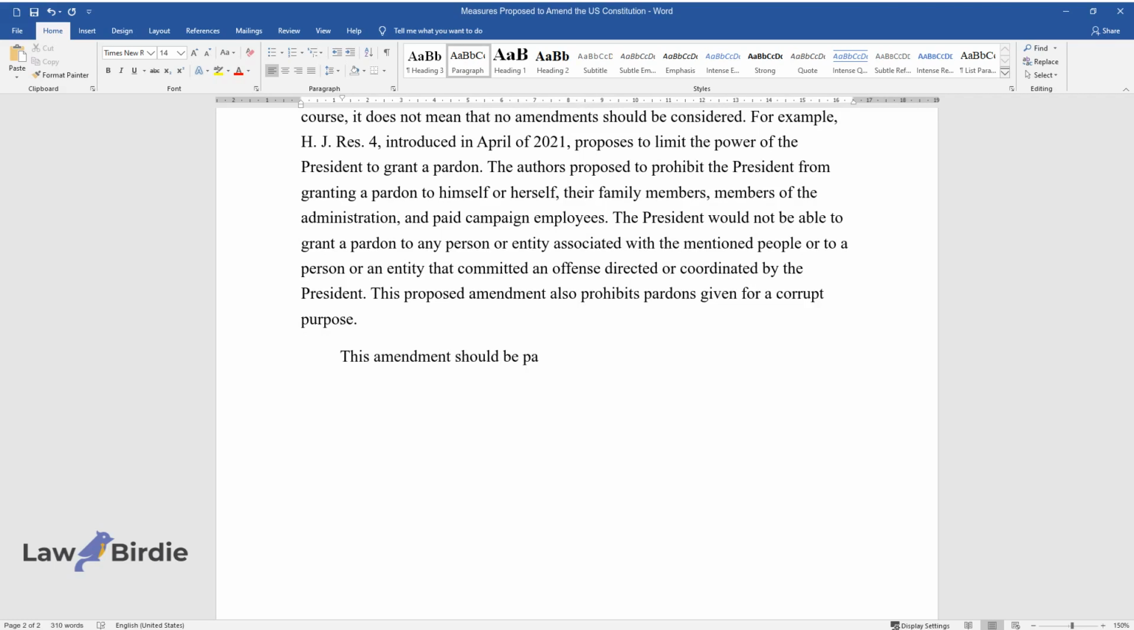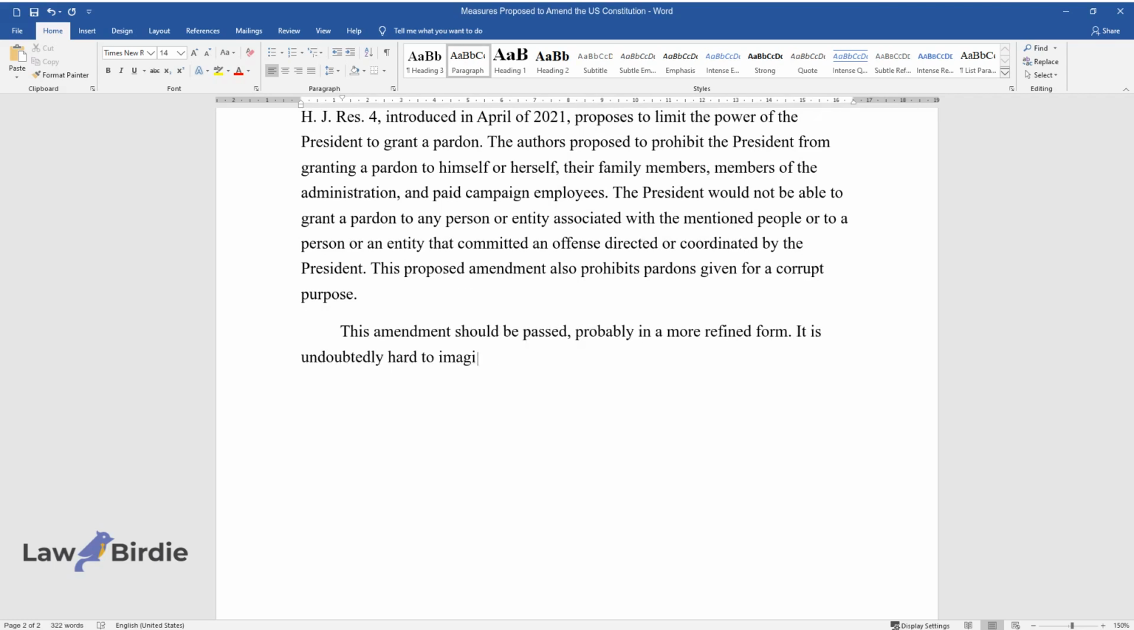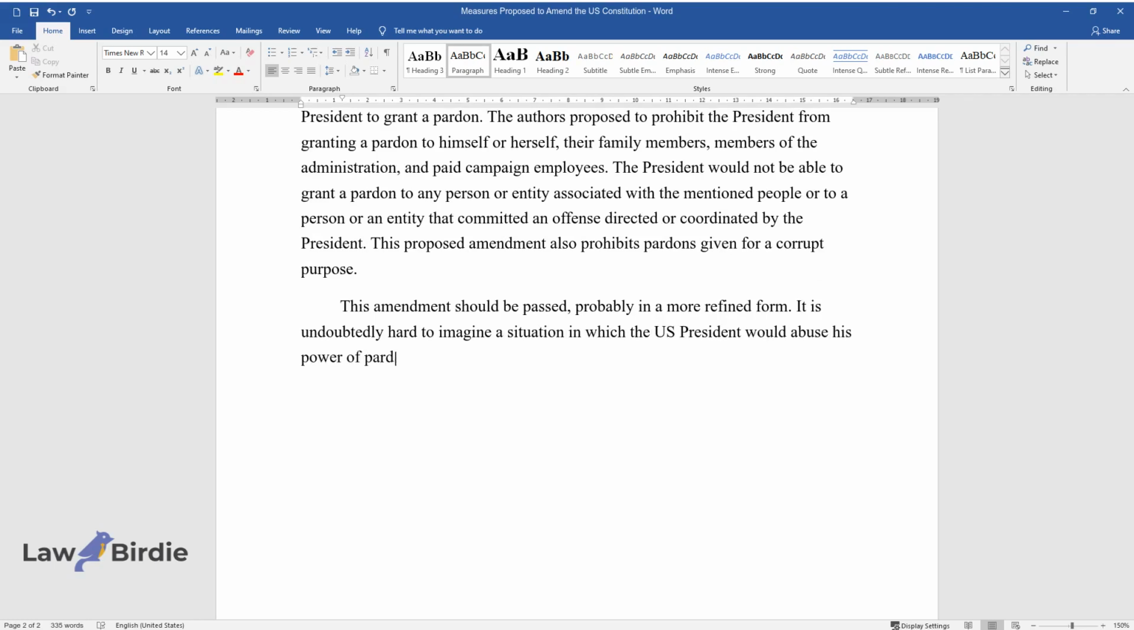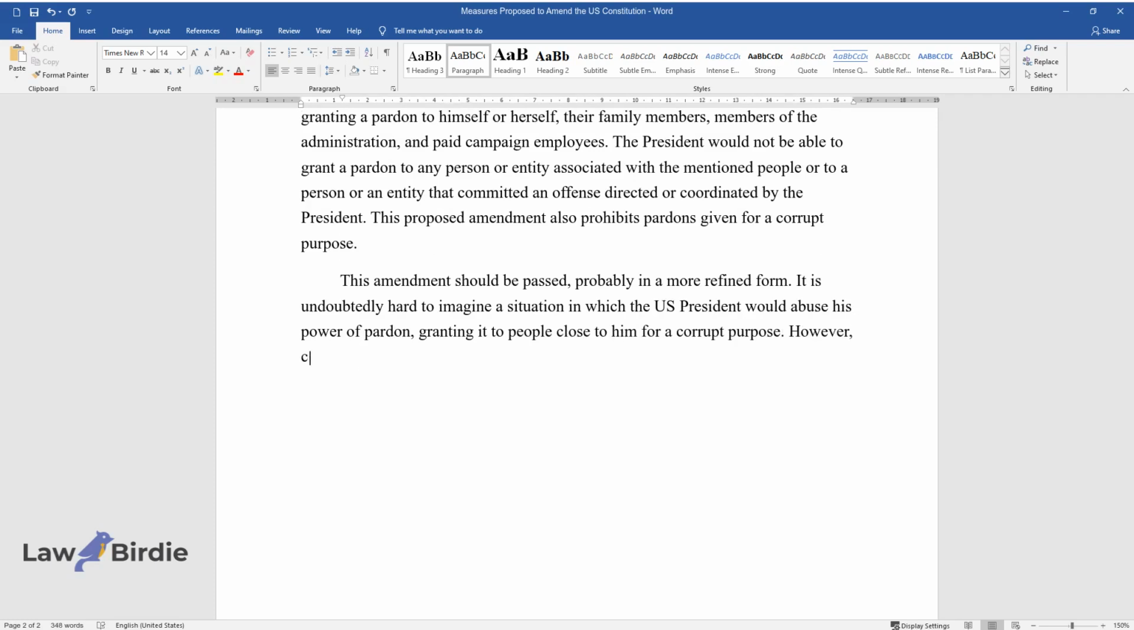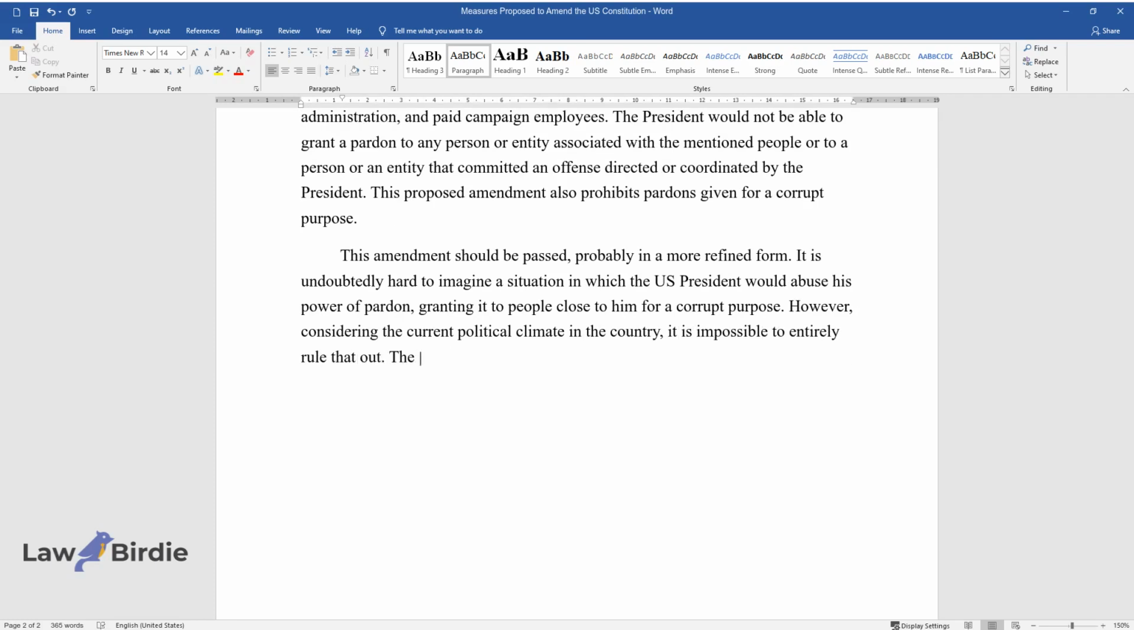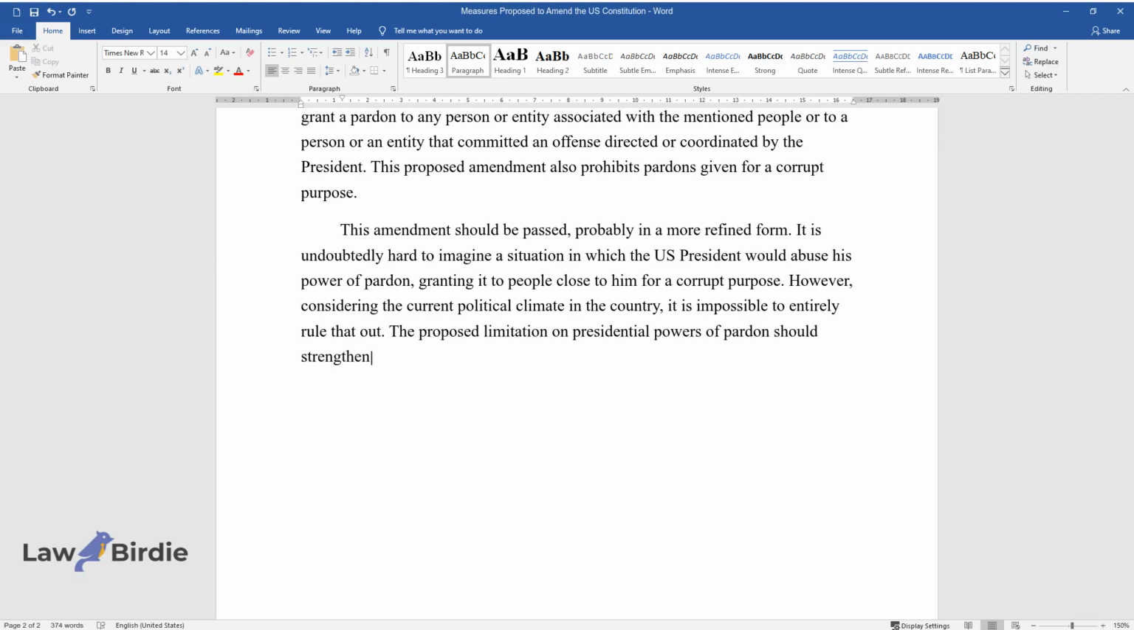This amendment should be passed, probably in a more refined form. It is undoubtedly hard to imagine a situation in which the U.S. President would abuse his power of pardon, granting it to people close to him for a corrupt purpose. However, considering the current political climate in the country, it is impossible to entirely rule that out. The proposed limitation on presidential powers of pardon should strengthen the trust in government institutions.